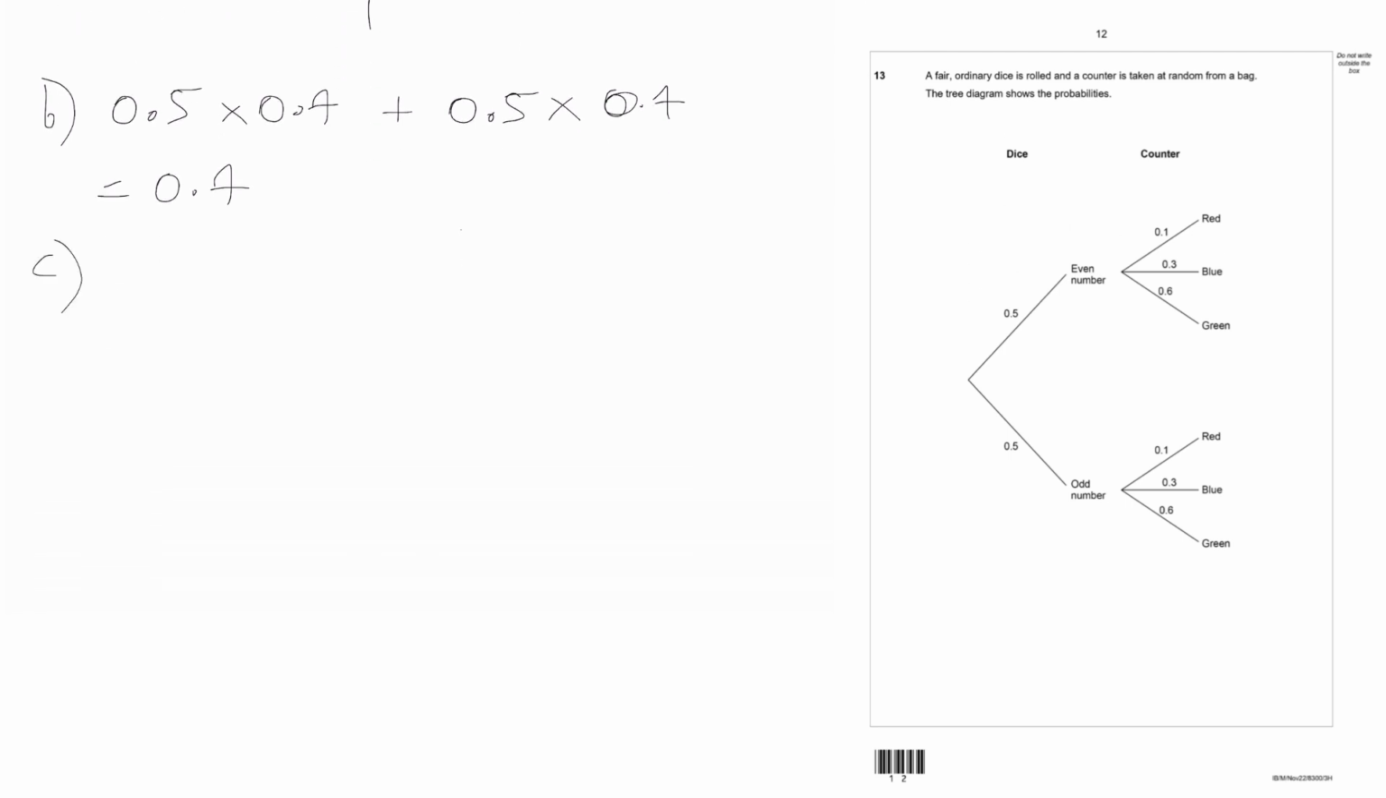So moving on to part C, and we're told to circle the probability that the dice lands on an even number and the counter is blue. So here we have the probability of even and blue. So we just multiply the probabilities. So even has a probability of 0.5 and blue has a probability of 0.3, which gives us a total probability of 0.15. And this is our answer.